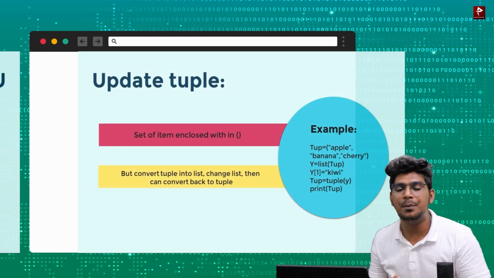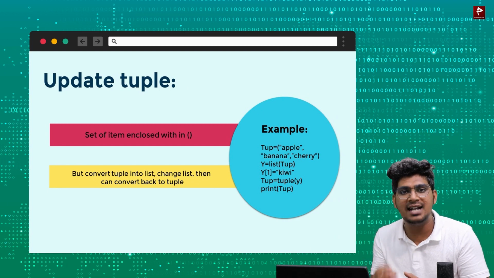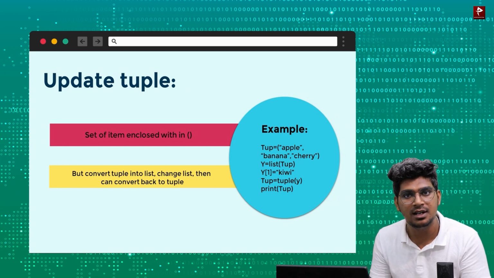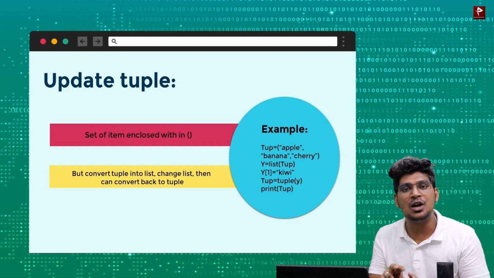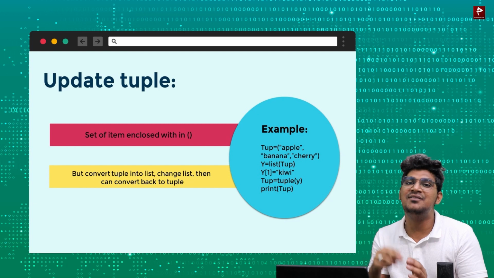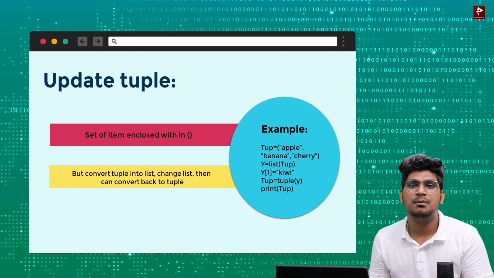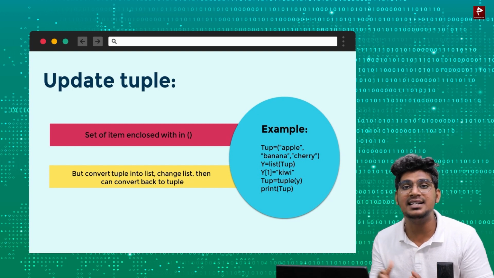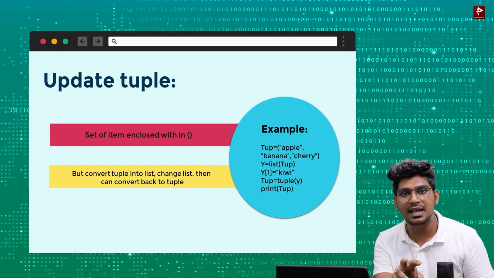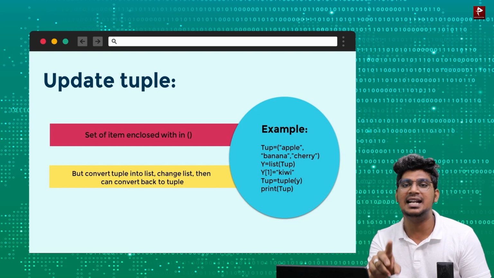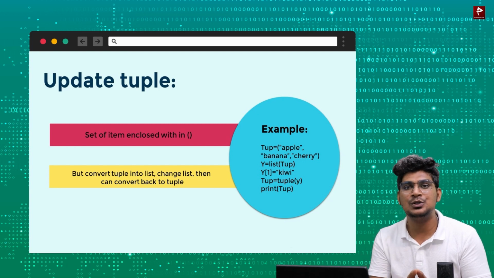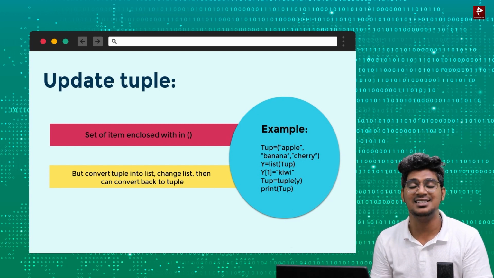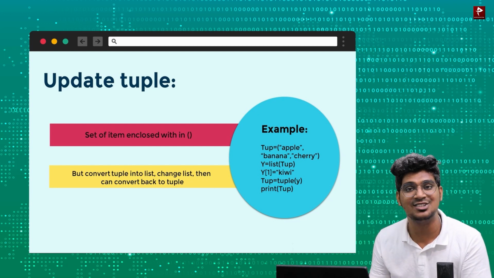What about the next thing in tuple, updating the tuple? If we want to add some item in the tuple, is it possible? We need to convert the tuple into a list, then we can add. Because a tuple is immutable, we cannot change the items in it. But for example, if you have created a tuple, you can convert that tuple into a list, add the items from the list, and after adding, convert it back into a tuple. Then it is possible to update the items in the tuple. I will show an example so you can understand easily.